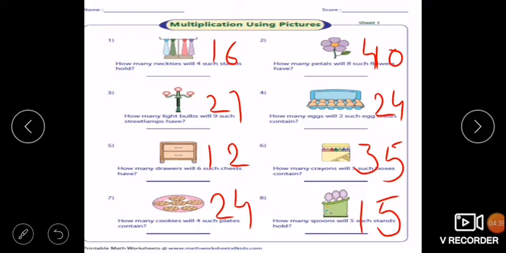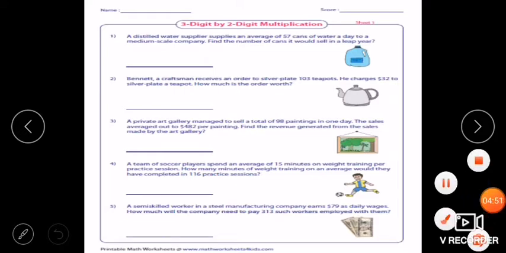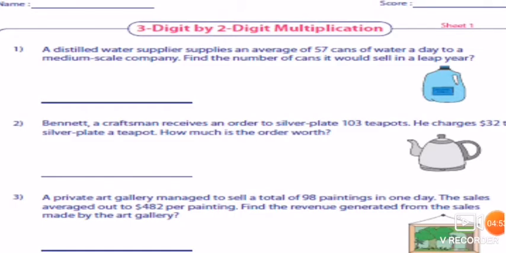Now we'll see one more worksheet that is related to word problems only. Then we'll move to the exercise. Here, in question number 1, you can see we are not going to do this whole worksheet because we have to do the exercise also. We'll do 1-2 questions. A distilled water supplier supplies an average of 57 cans of water a day.